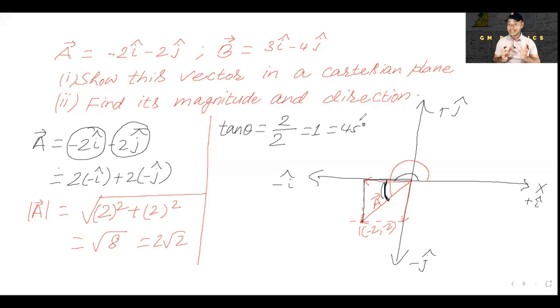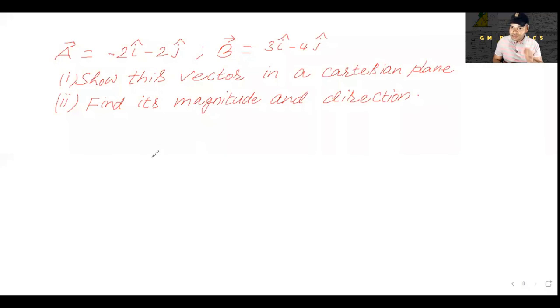But we have to see in which quadrant it lies. It doesn't lie in first quadrant. This angle is 45 degree, right? You'll have to add 180 degree with 45 degree to get the total angle. So angle with respect to positive x-axis is equal to 180 degree plus 45 degree. How much is that? 225 degree.